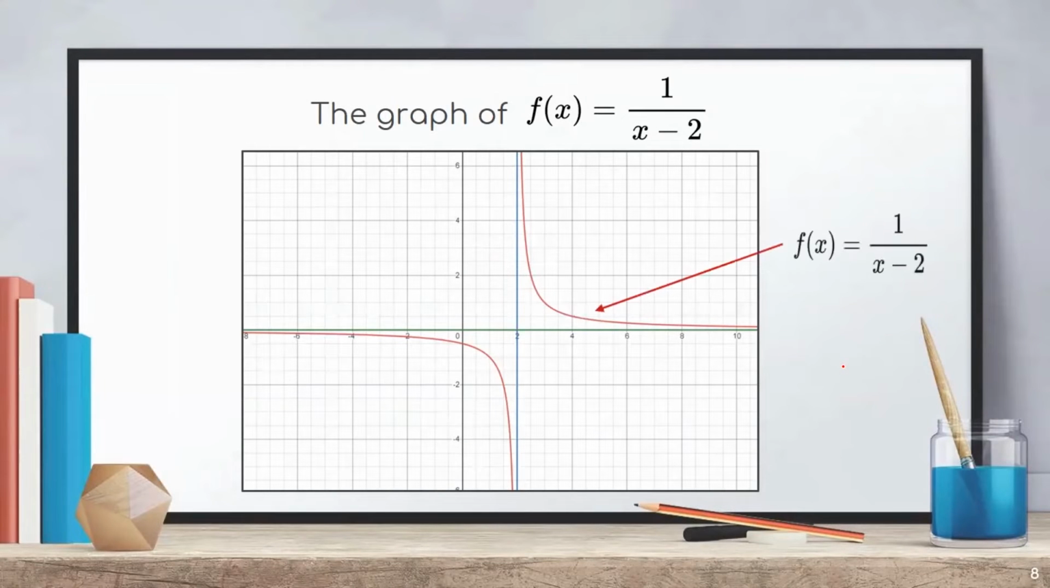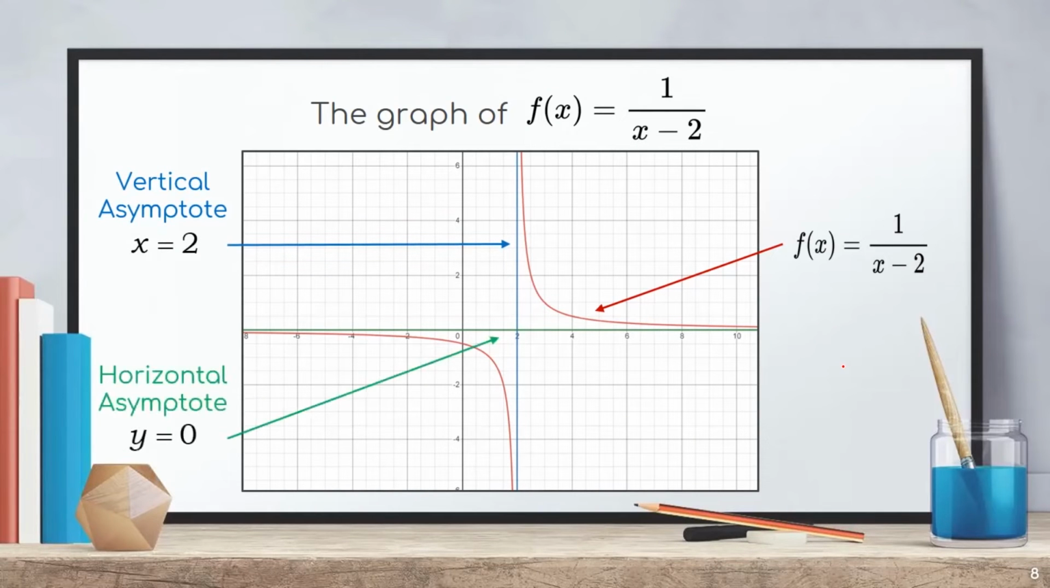This is the graph of f of x equals 1 over x minus 2, and it shows its vertical asymptote to be x equals 2 and the horizontal asymptote y equals 0. It means that no matter how long the graph extends, it will never touch the lines x equals 2 and y equals 0.